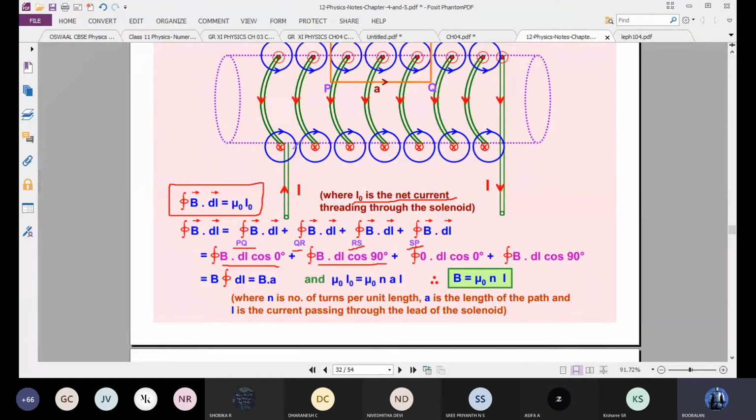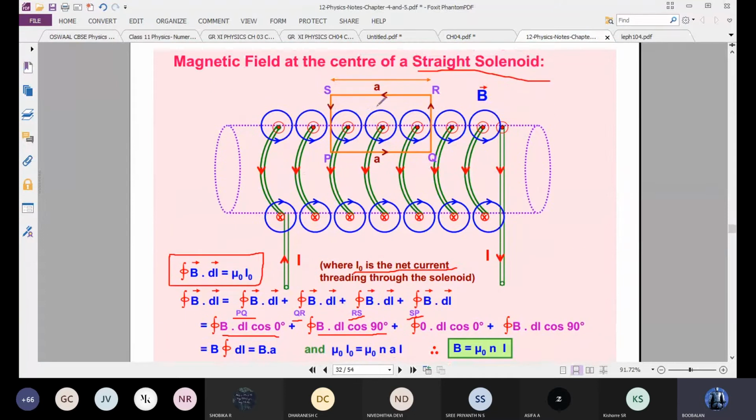And outside the solenoid, see that this RS is there. So RS is outside. Outside the solenoid, please note it now: the value of the magnetic field B is 0. Inside the solenoid, the magnetic field is there. Outside the solenoid, the magnetic field value is 0. Okay.